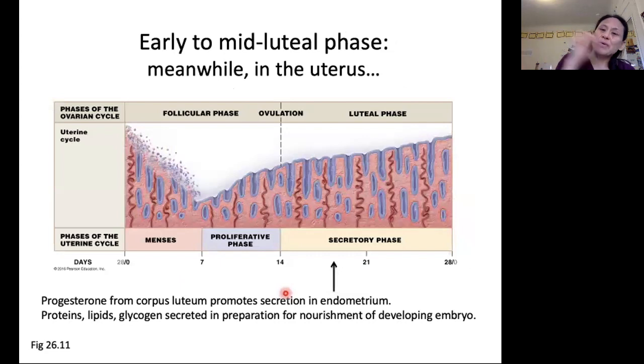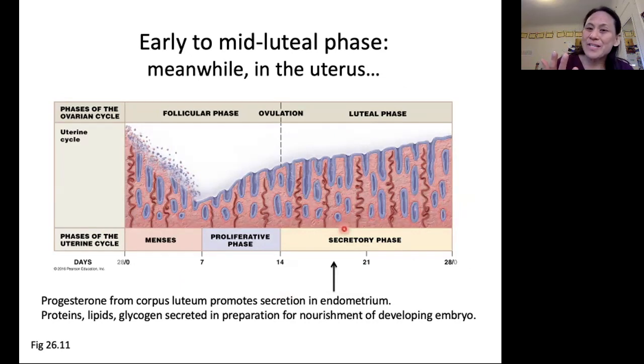All right, so that was what happens in the ovaries. Now let's take a look at what happens in the uterus during the early to mid luteal phase. Remember, we have progesterone being made by the corpus luteum along with our other hormones, estrogen and inhibin, but let's just focus on the progesterone. That progesterone from the corpus luteum is going to stimulate the endometrium of the uterus to become a secretory structure.